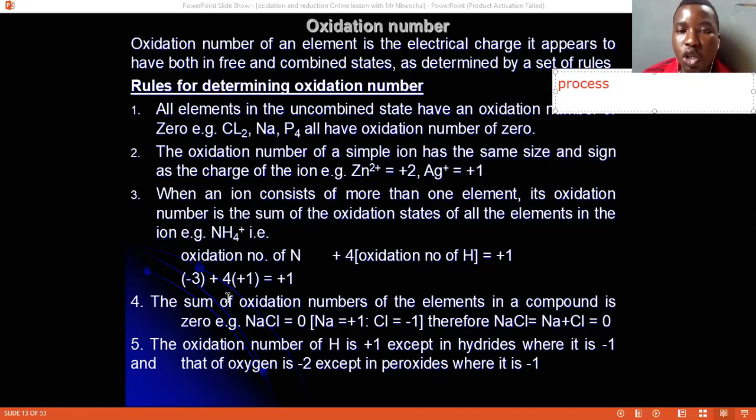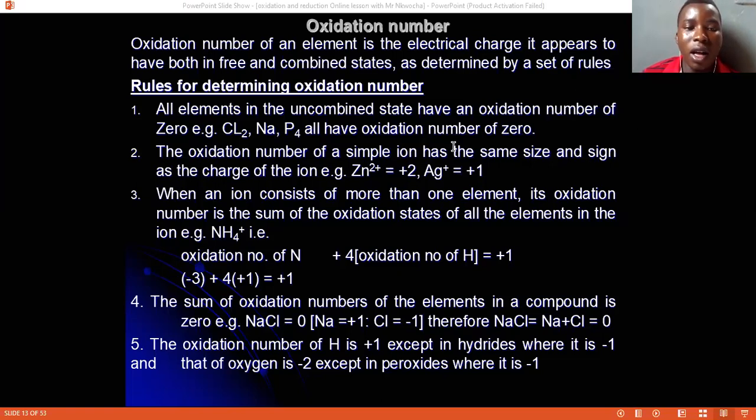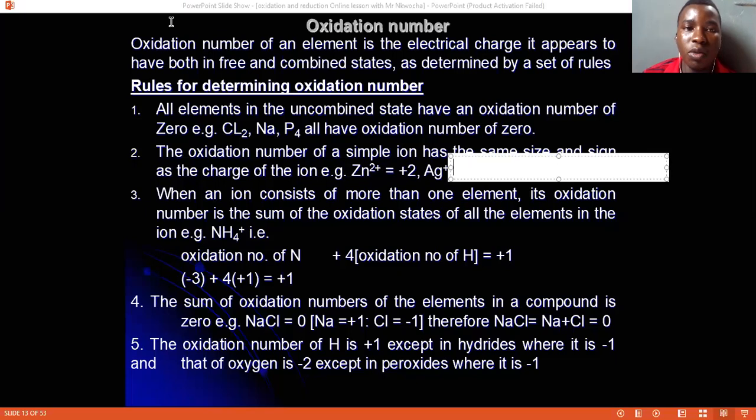We call them electron donors. Okay, so thank you very much. I hope I've clarified the misconception.